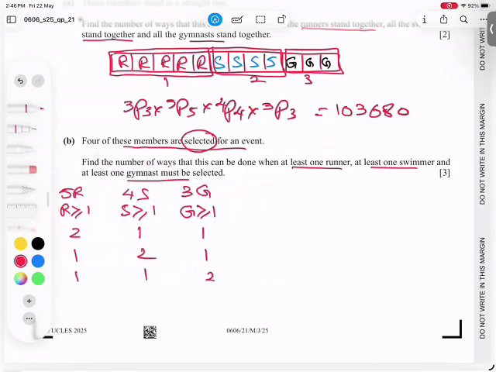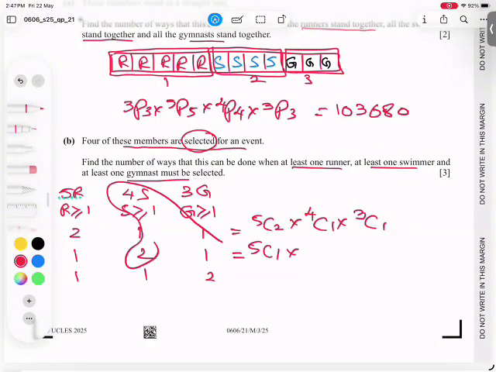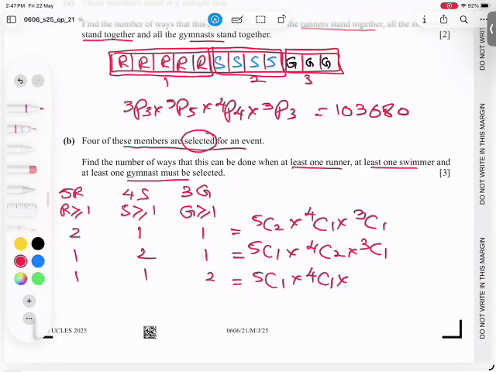So how can we write this answer? From 5 I need 2, so 5C2, times 4C1 from 4, where I need 1, and 3C1 from 3, where I need 1. Same approach when I take the middle one: 5C1, then 4C2, then 3C1. And finally, 5C1, 4C1, and 3C2.